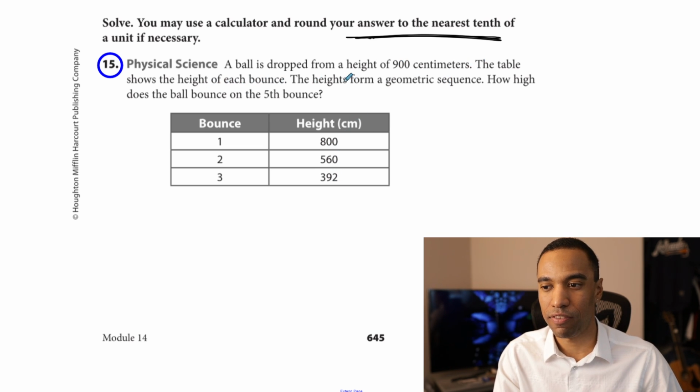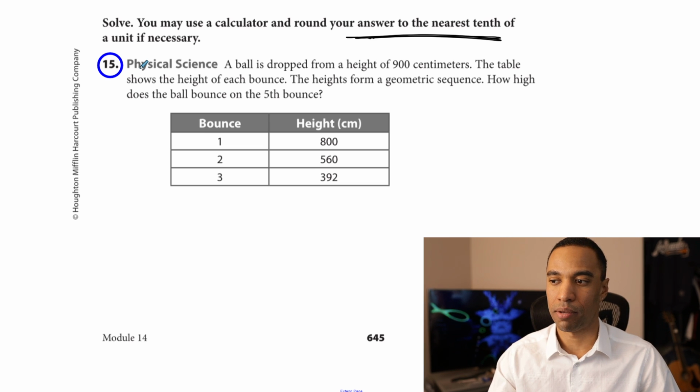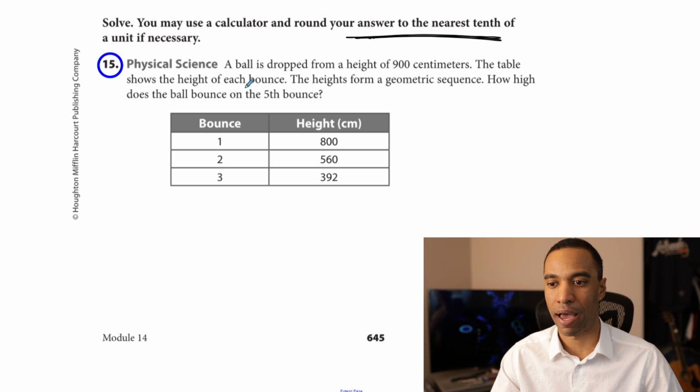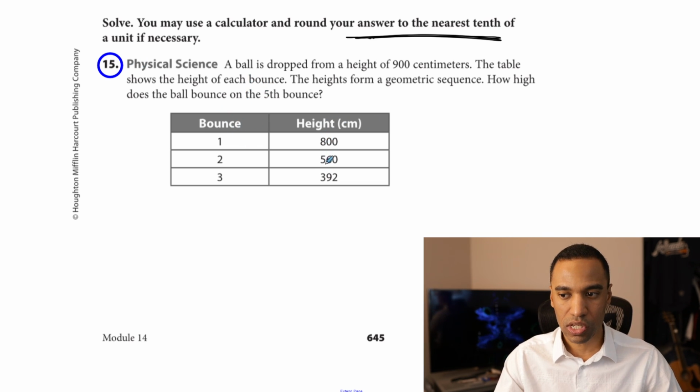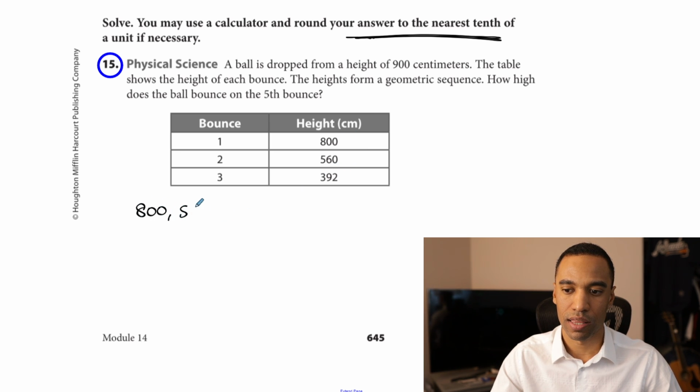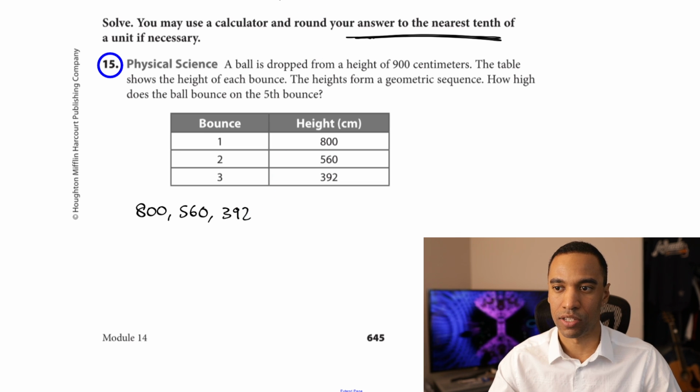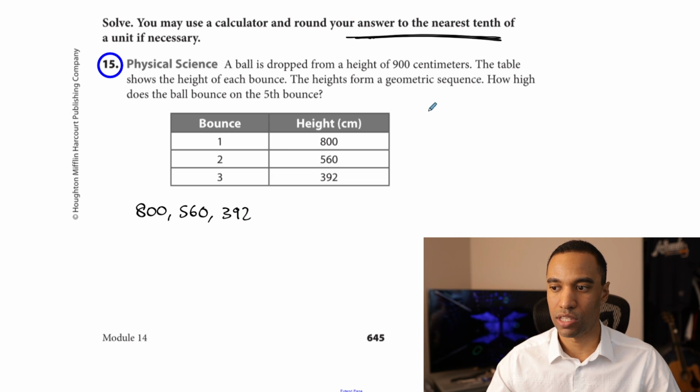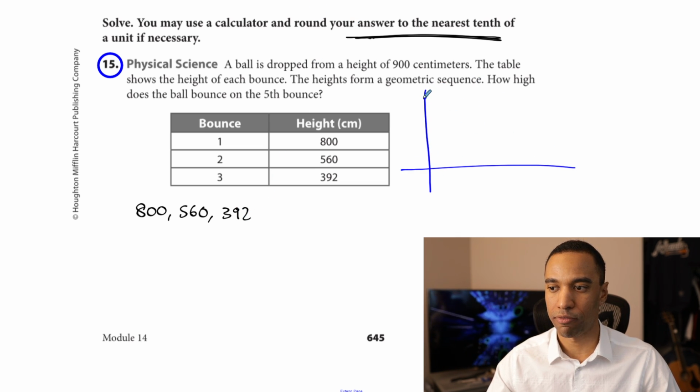The table shows the height of each bounce. The heights form a geometric sequence. How high does the ball bounce on the 5th bounce? So this is a list of numbers, whether it's written in a table or otherwise. This is the first number, this is the second number, this is the third number. What's basically happening here, guys, is a ball, as time goes on, is dropped from 900 and it bounces and it hits 800 in height.